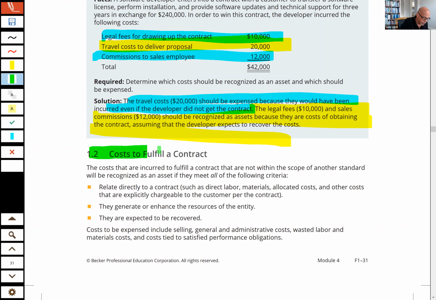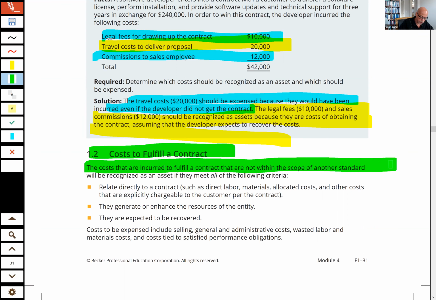Okay. But let's take a look at costs to fulfill a contract. The costs that are incurred to fulfill a contract that are not within the scope of another standard will be recognized as an asset if they meet all of the following criteria. Okay, so they're saying that there are some costs that might fall under the scope of another standard. So you follow the rule of that other standard for some of these. But let's just go ahead and flashcard all of the following criteria.